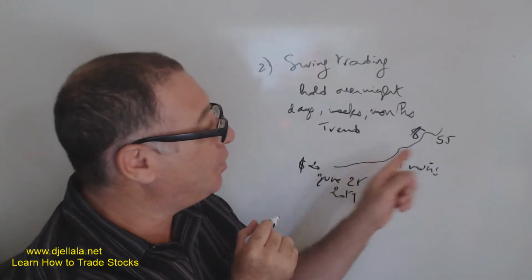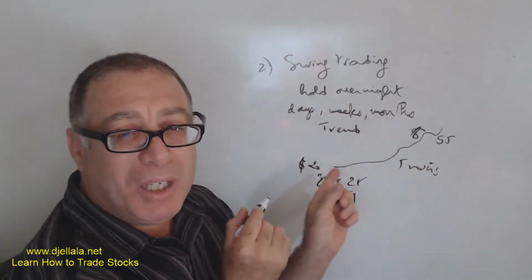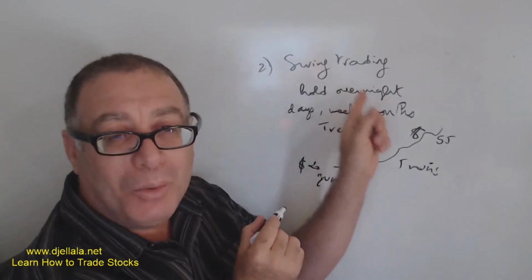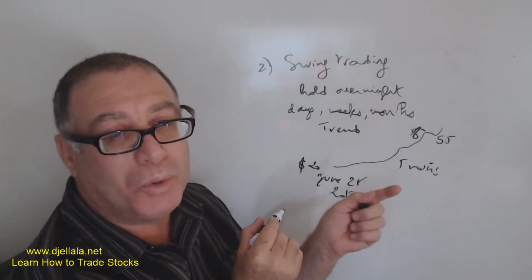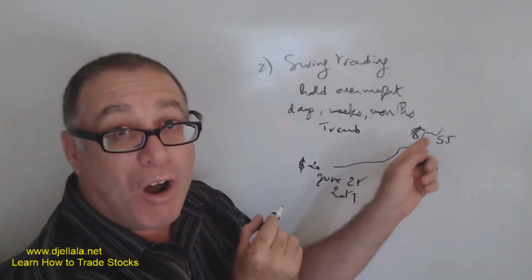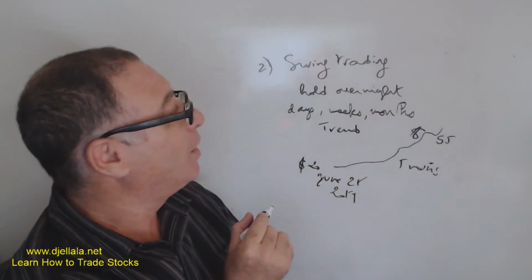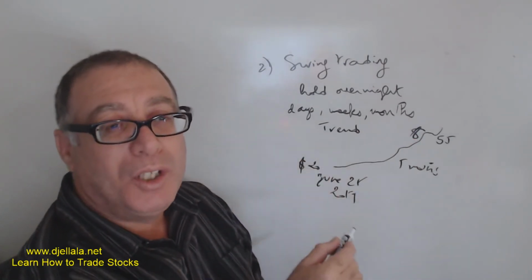You follow trends. And that's why when you say swing, it means you just go up and you can go down, selling short, whatever you want to do, following the trend. And the longer the trend is, the more you can make money depending on the stock movement. So this is called swing trading.